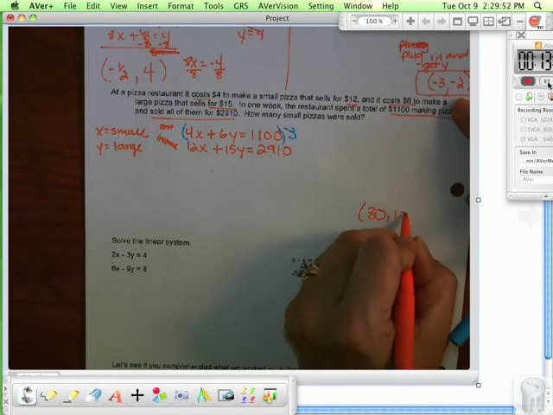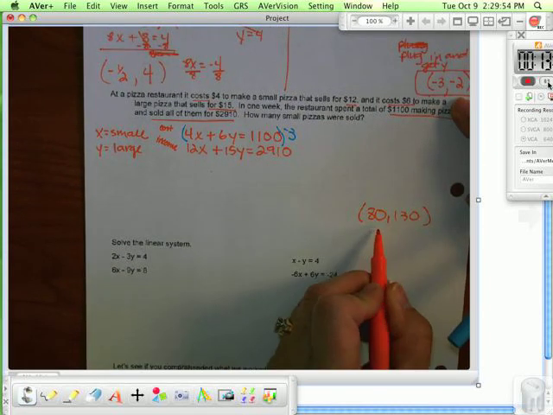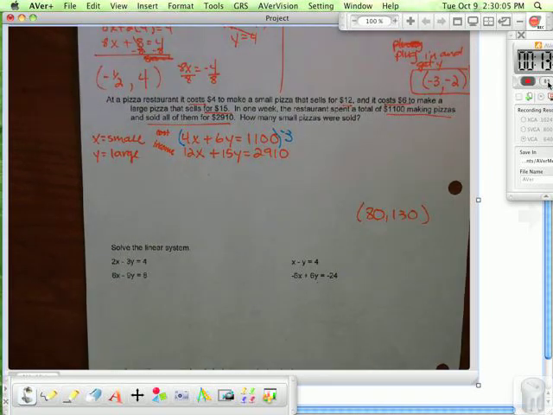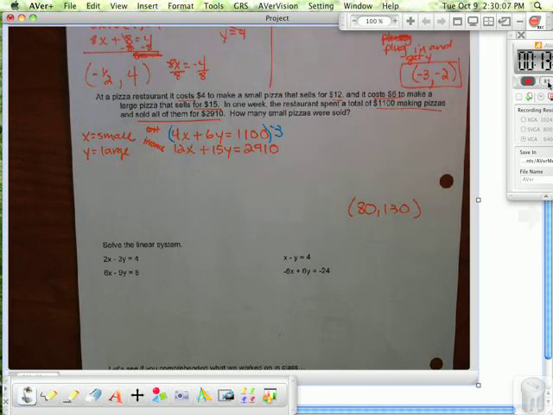What does this tell me? What does this ordered pair tell me? Mark? What does this ordered pair tell me to this problem? This is the answer. Okay. Right? 80 small pizzas and 130 large.